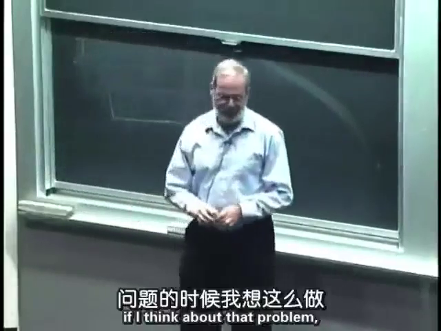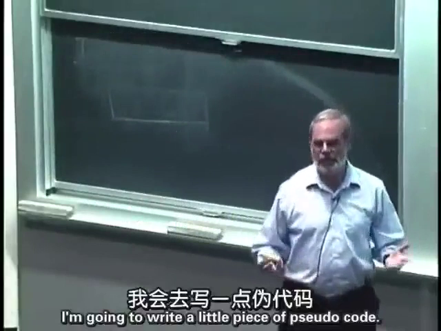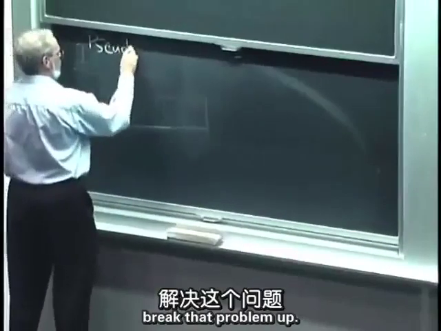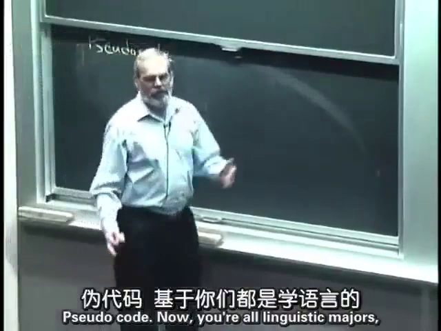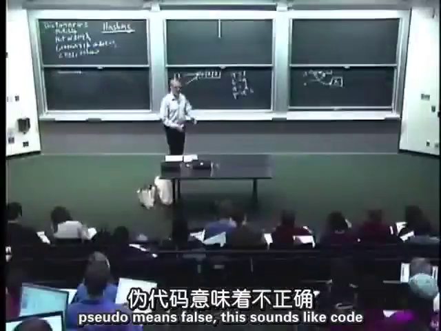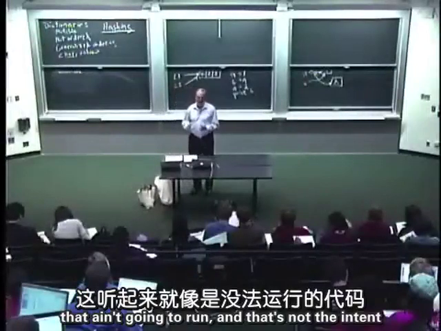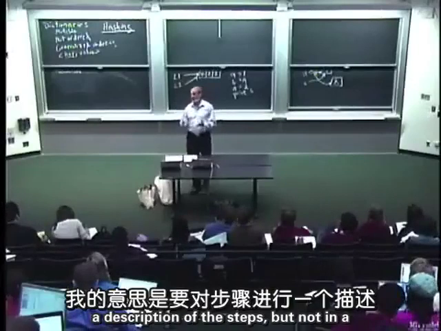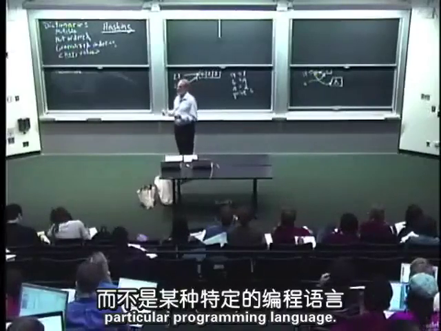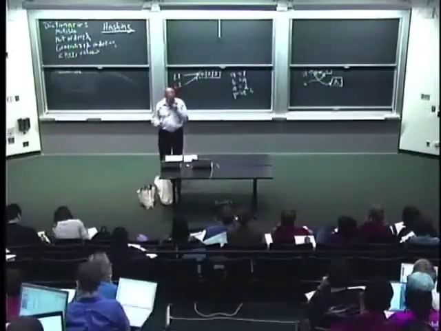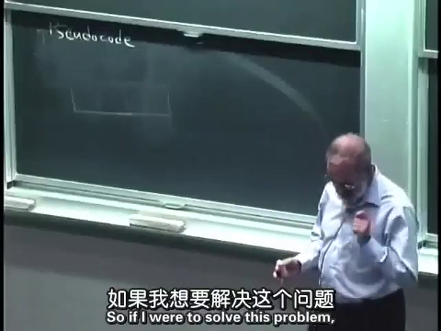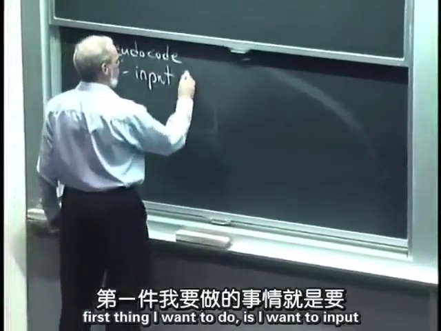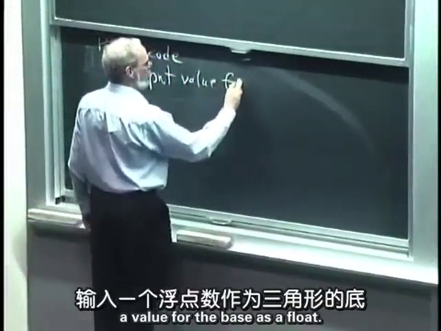If I think about that problem, I'm going to write a little piece of pseudocode to think about how I would break that problem up. So pseudocode. Now, you're all linguistic majors. Pseudo means false. This sounds like code that ain't going to run. And that's not the intent of the term. When I say pseudocode, what I mean is I'm going to write a description of the steps, but not in a particular programming language. I want to simply write a description of what I want to do. So if I were to solve this problem, here's the way I would do it. I would say, first thing I want to do is input a value for the base.